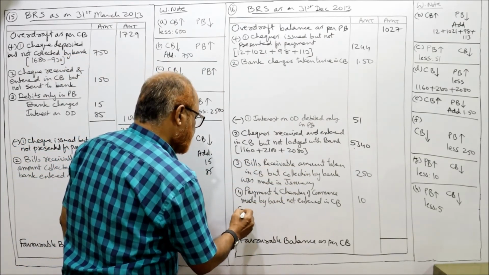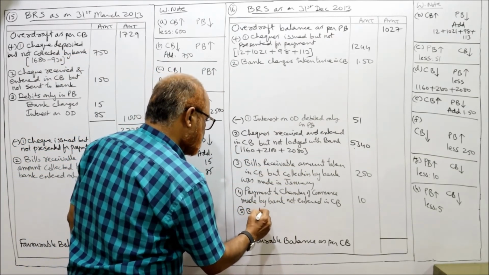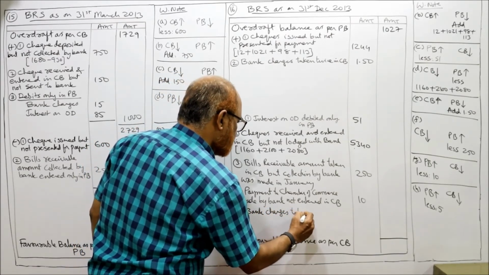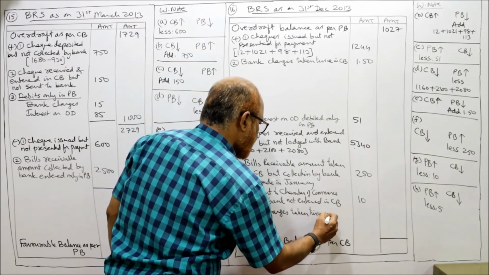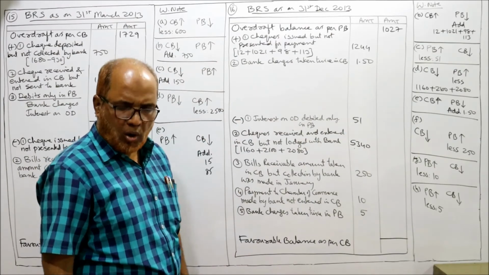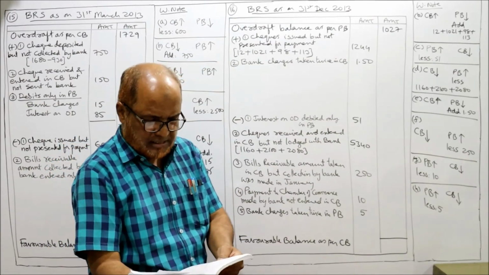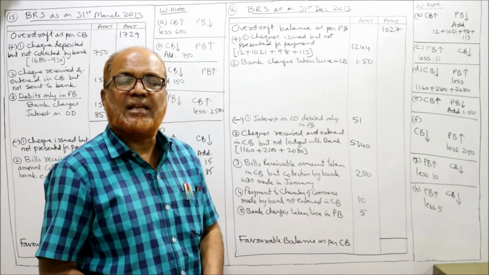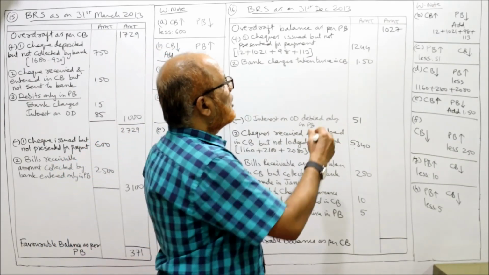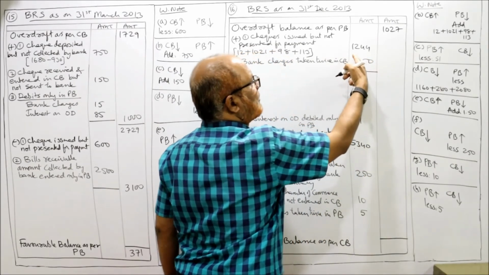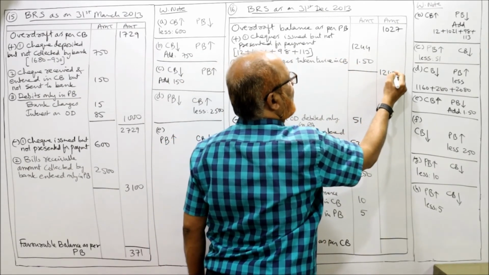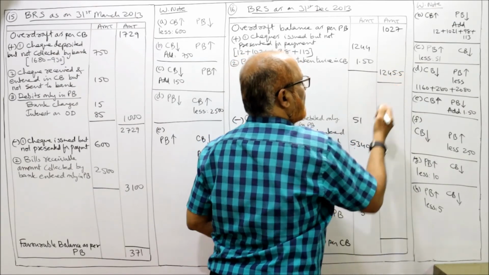Here I am writing bank charges taken twice in passbook, 5 rupees. That's all the items we have considered. Now we have to find out what is the balance as per cash book. Now take the total of the addition items. 1244 plus 1.5, 1245.5.